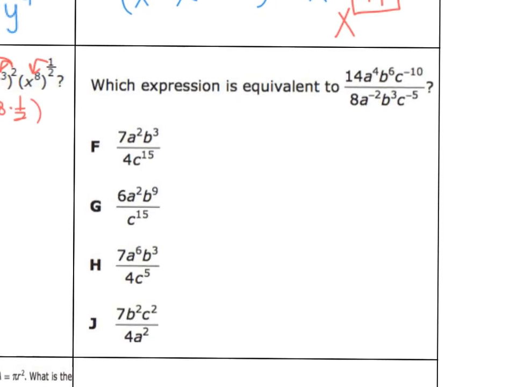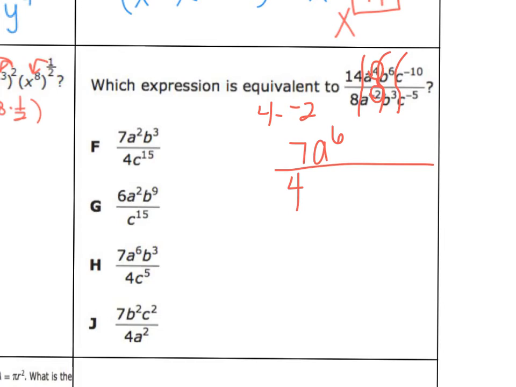This one is similar to the first one that we did. We will separate out the letters and then the bases. 14 over 8 simplifies to 7 over 4 when I divide both numbers by 2. Whenever you're deciding which exponent to take, we're going to pick the larger one, 4. And when I do 4 minus negative 2, that actually gives me 6, a to the 6th power.